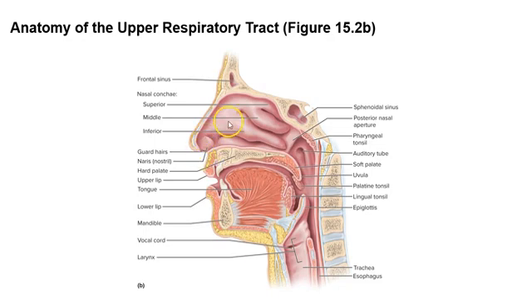There's also a nasal septum inside of this nasal cavity, which is going to divide the right and left halves of the nasal cavity. And it's going to be made up of some bone as well as some hyaline cartilage.